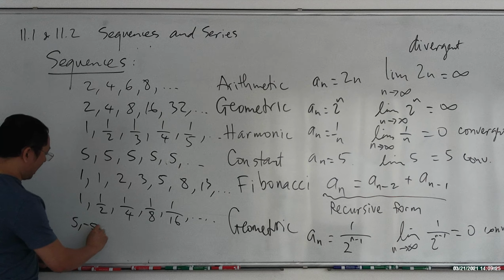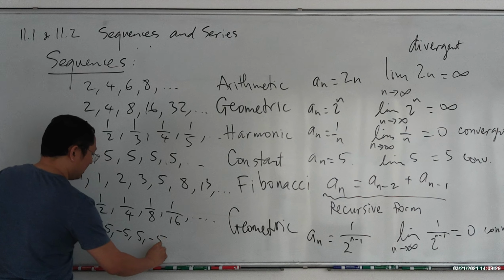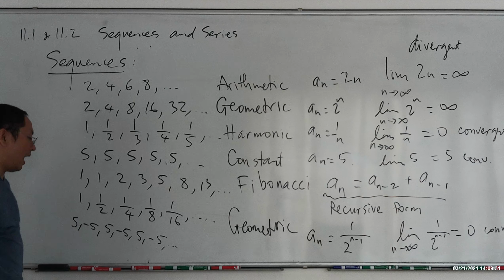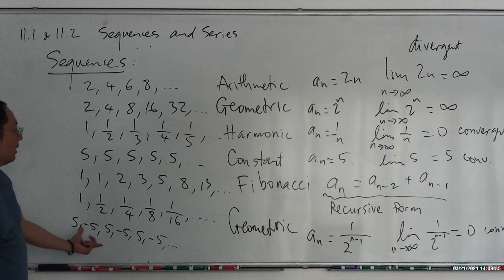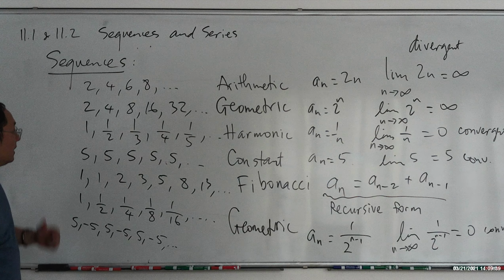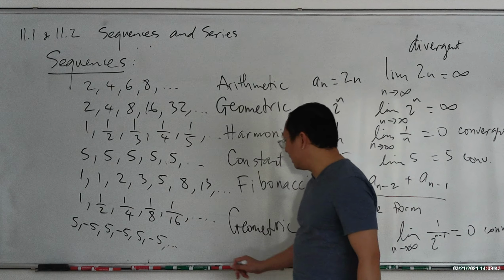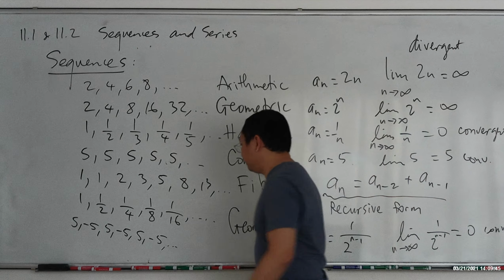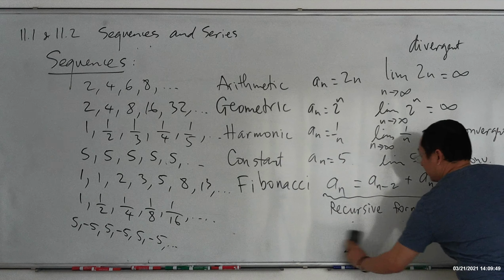5, negative 5, 5, negative 5, 5, negative 5. So all 5 is just keep alternating the sign from positive to negative, right? So this sequence right here is called the alternating sequence, of which you change the sign, and the limit is undefined. Okay. And we write it this way.